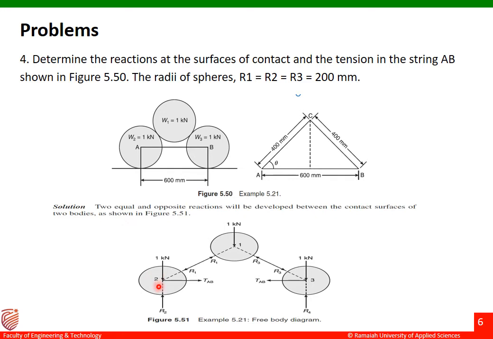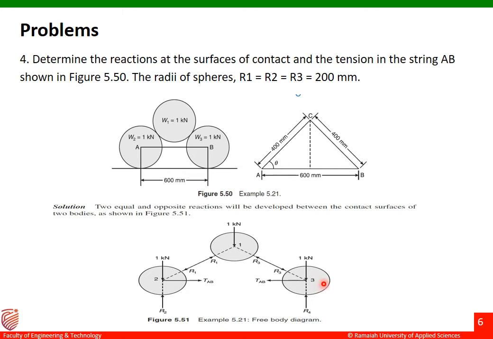You can see there is a weight coming downwards, and the reaction from the surface going upwards. There are two forces here, and one more force coming from sphere 1, taken as R1, and there is one more string here, that is string AB. There is one force going to the right side, that is T_AB. So totally we have four forces here at sphere 2. We cannot apply Lami's theorem.